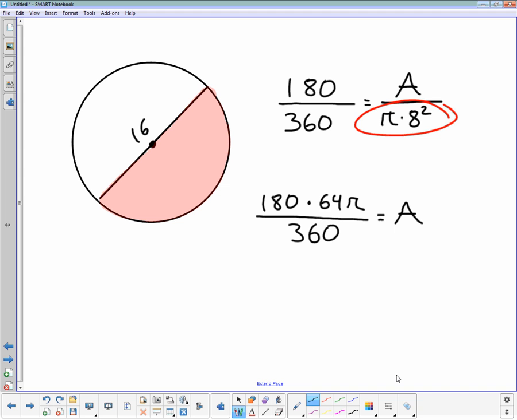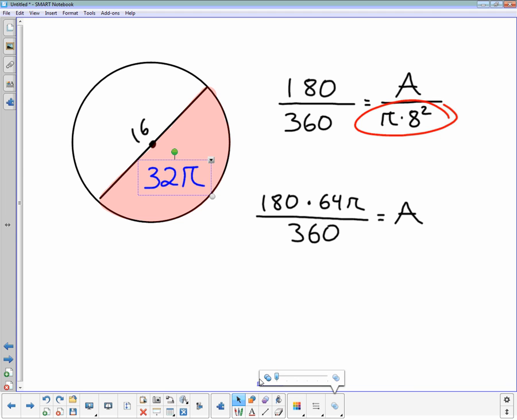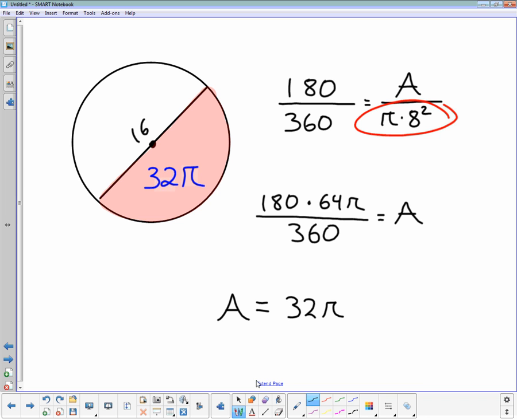And you should get 8. Is that what you got? Yeah. Good, so did I. Does that make sense? Yeah? If you type in 180 times 64 and then divide it by 360, you should get 32.